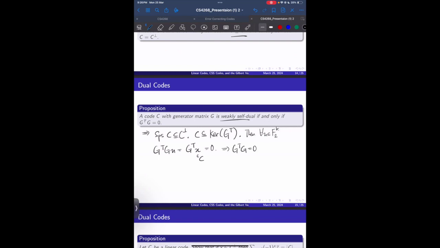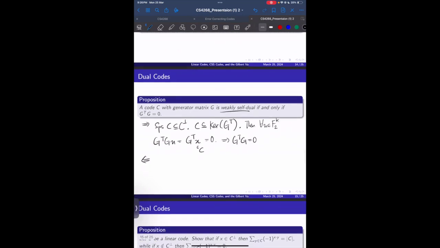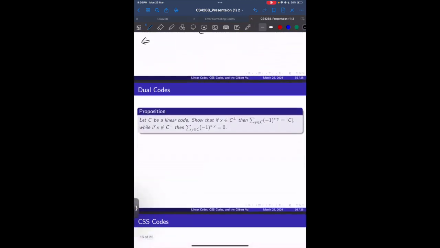And the other side is roughly the same argument. If G transpose G is 0, then C is in the kernel of G transpose. Then C is a subset of C perp. So moving on, this is something about the dual code that will be a bit more useful.